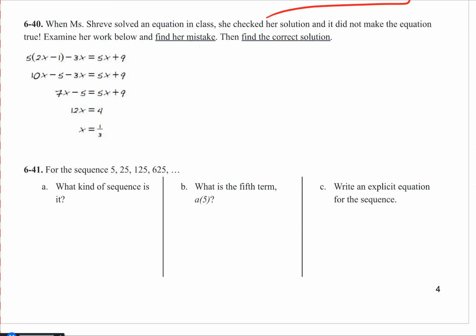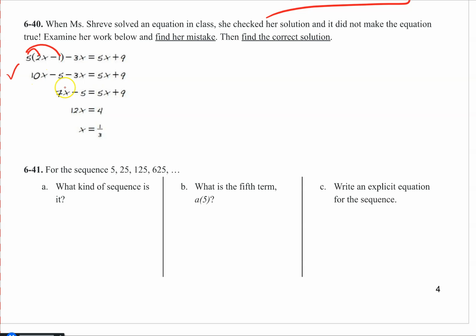Alright, Miss Shreve solved the equation in class. She checked her solution and it didn't work out. So let's examine her work and find the mistake. Step 1. 5 times 2x is 10x. Let's distribute this 5. So 5 times 2x, and 5 times negative 1 is negative 5. That looks pretty good.